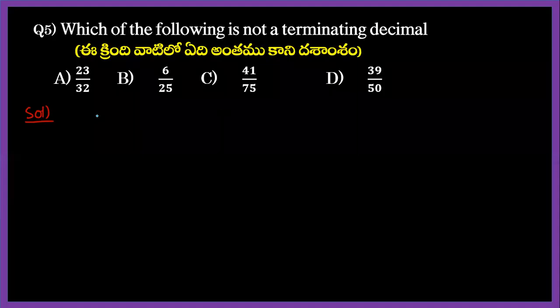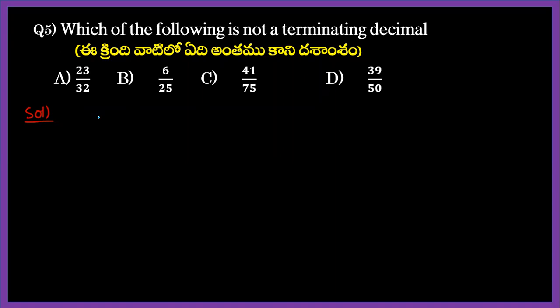Hi students, let us observe this question. Which of the following is not a terminating decimal? E krindi vatilo edi antamu kani dasamsamu. Option A 23 by 32, option B 6 by 25, option C 41 by 75, option D 39 by 50.